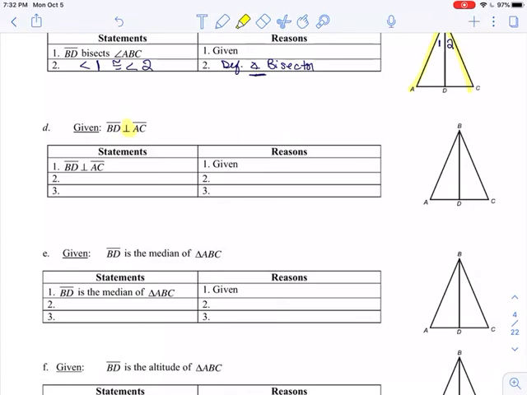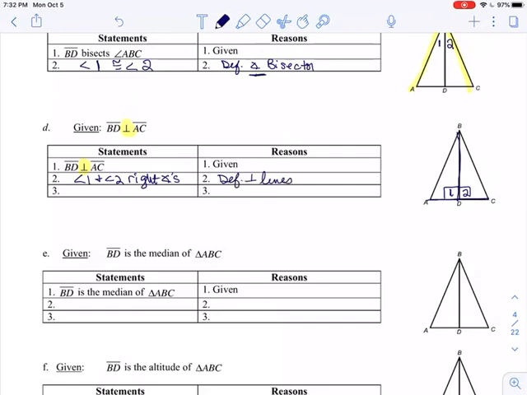Perpendicular lines is one that's going to come up probably 100 times. So here's the deal with perpendicular lines. If BD is perpendicular to AC, that means that they form right angles. So I'm going to call these angle 1 and angle 2. All right. And first I'm going to say that they are right angles. Angle 1 and angle 2 are right angles.